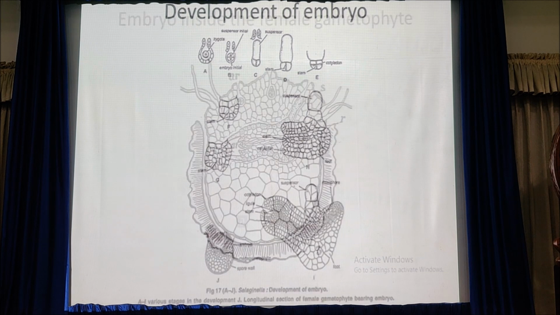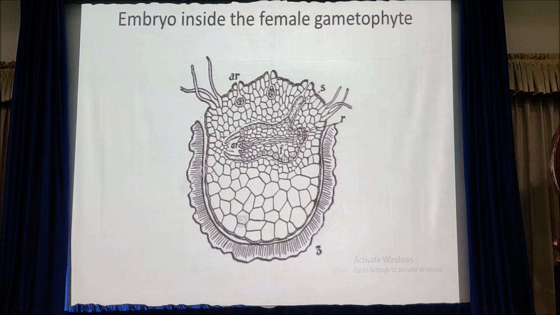In Selaginella, this is the embryo seen inside the female gametophyte. This is the suspensor, this is the embryo proper. The suspensor pushes the embryo deep into the female gametophyte, and this lower part gives nourishment to the developing embryo.